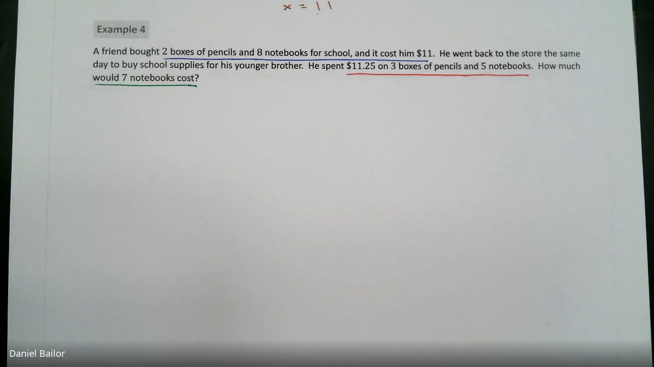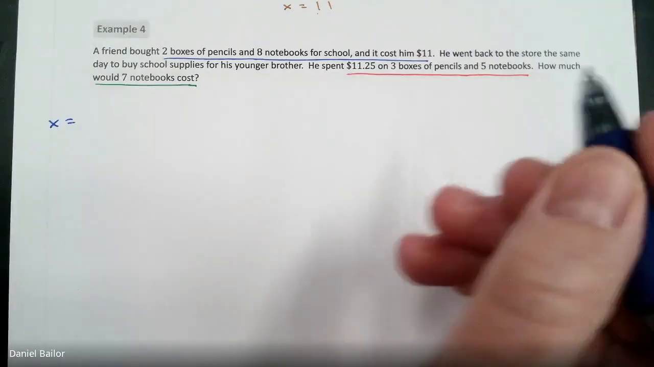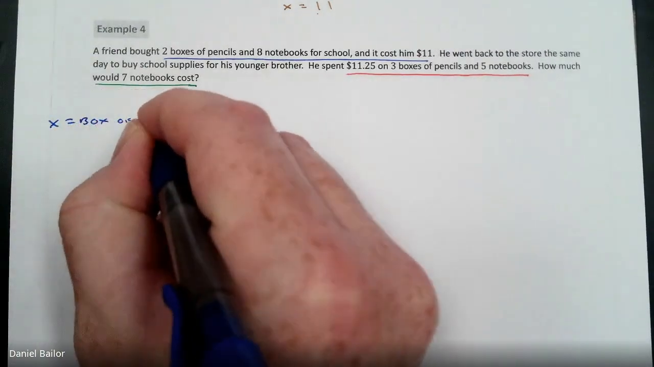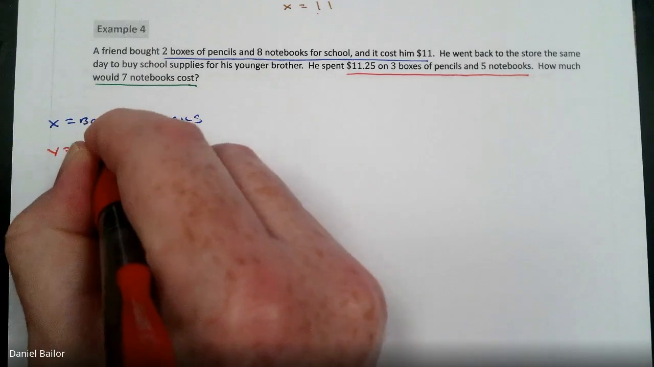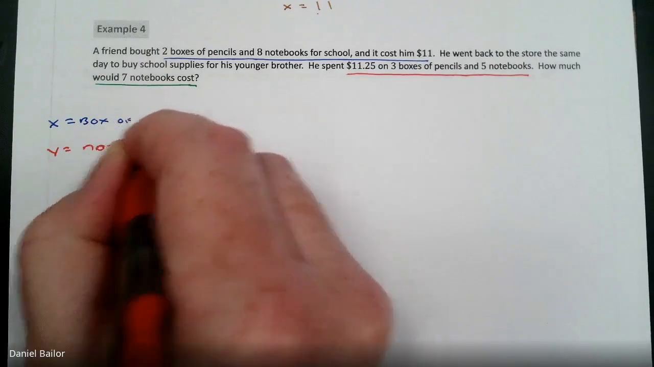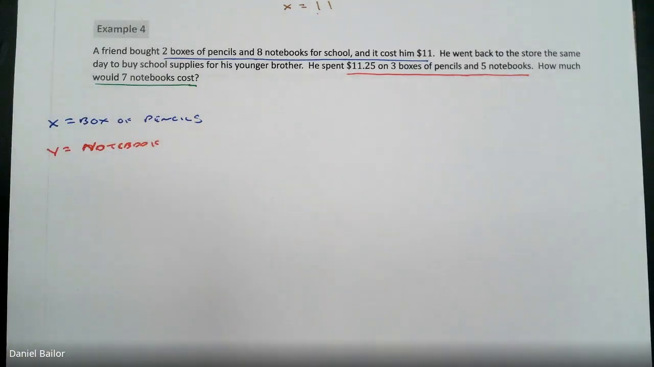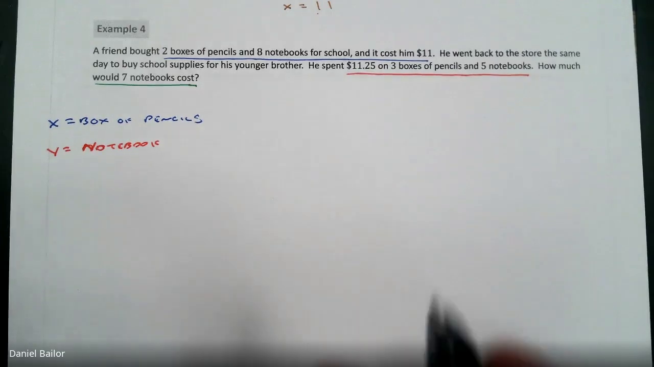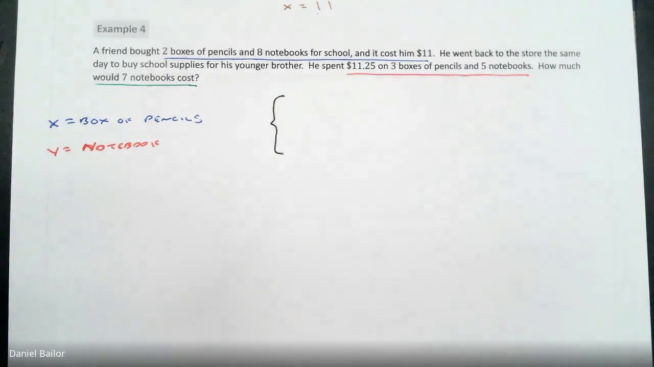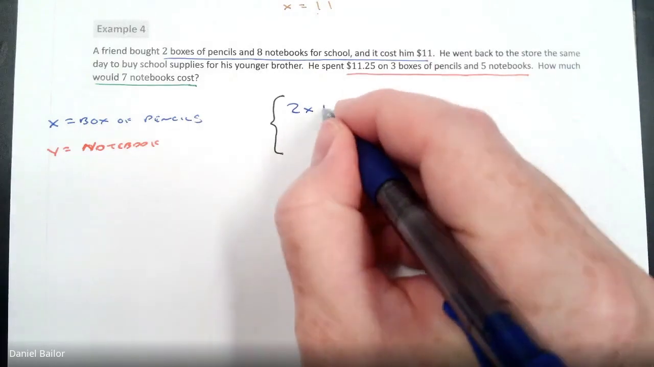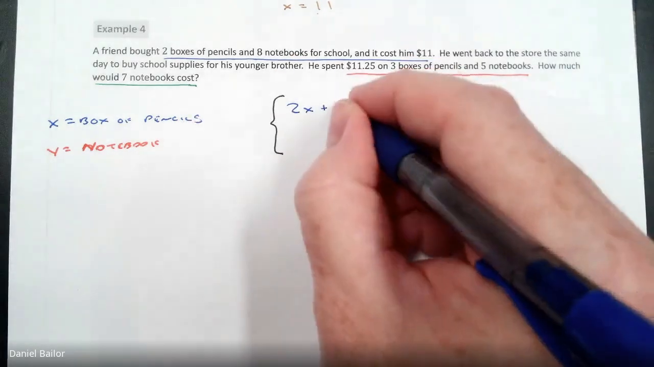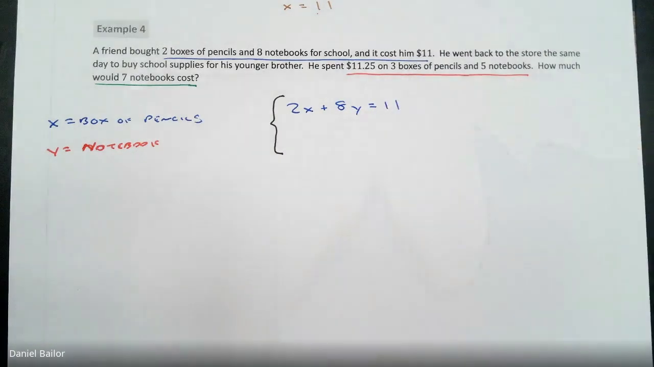So we just care about the notebooks. We don't care about the pencils. But we need the pencils to help us solve this equation. So let's pick our variables. Let's say x is going to be a box of pencils, and y can be a notebook. So let's write a system using what we know. So it says he bought 2 boxes of pencils and 8 notebooks, so that's 2 x's and 8 y's, and it equaled $11.